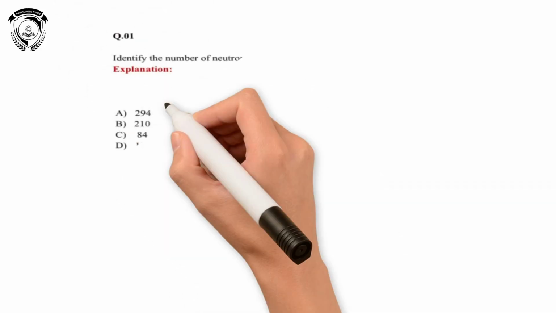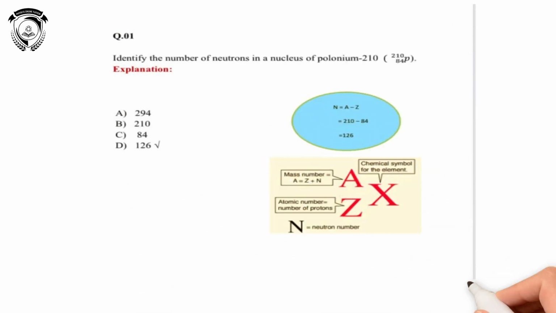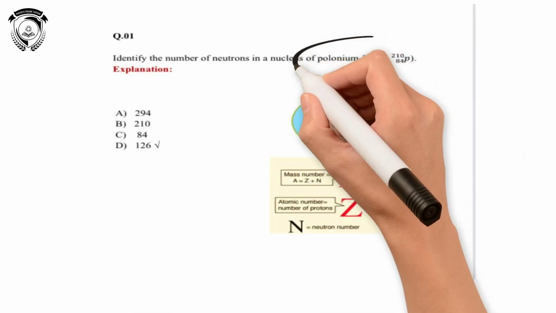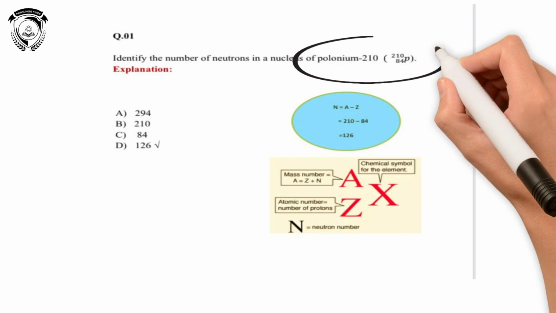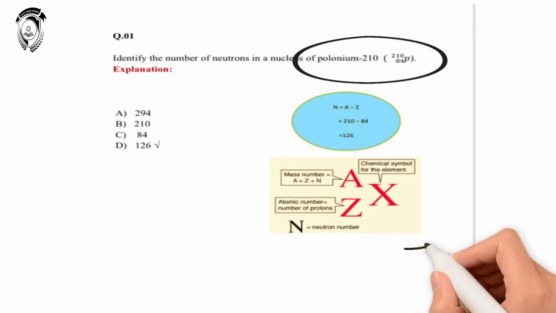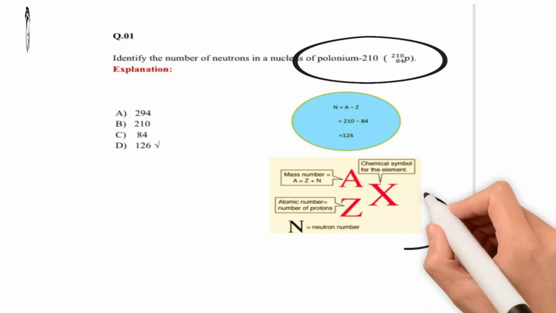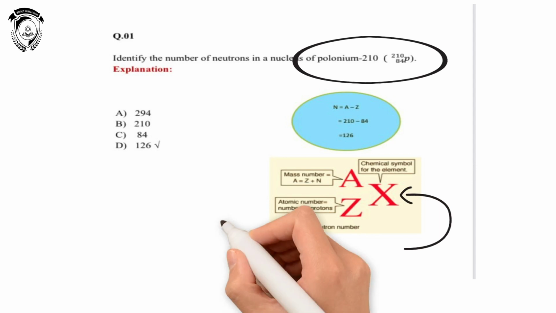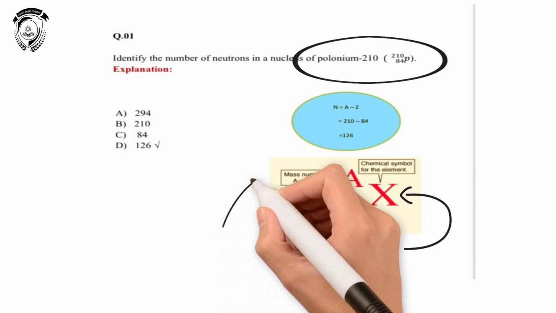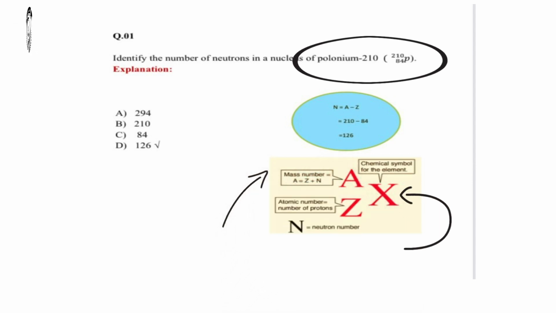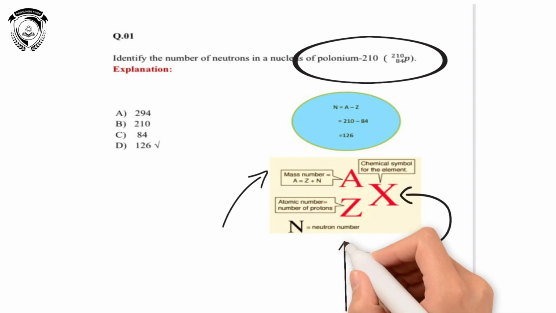First question: they ask you to calculate the number of neutrons in a nucleus of polonium. If you see this question, they have given us the mass number, which is the sum of the protons and the neutrons, and the atomic number, which is the number of protons in a nucleus. So how would you calculate the neutrons? It's simple. You subtract the atomic number from the mass number.